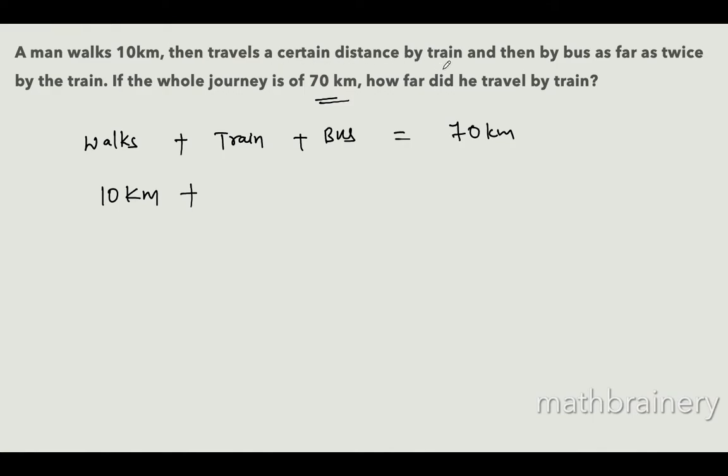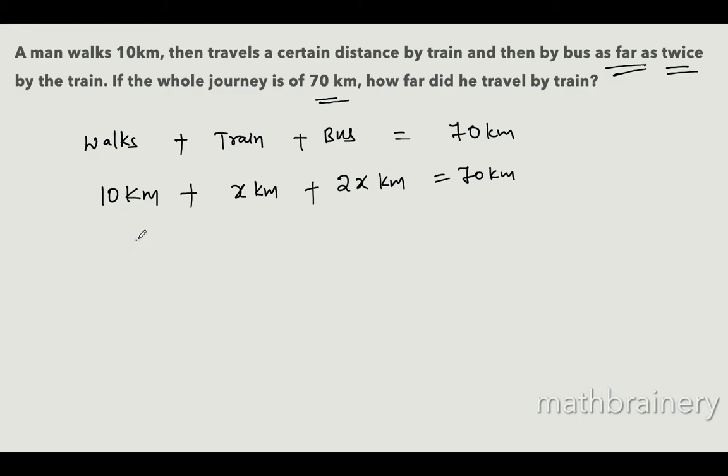What's given? Traveled a certain distance by train. We don't know how much distance he traveled by train. So let's assume that he traveled x kilometers by train. And he also traveled by bus, but what is given? That the distance traveled by bus is as far as twice by the train. So if he traveled x kilometers by train, then he must have traveled 2x kilometers by bus. This whole journey is 70 kilometers.